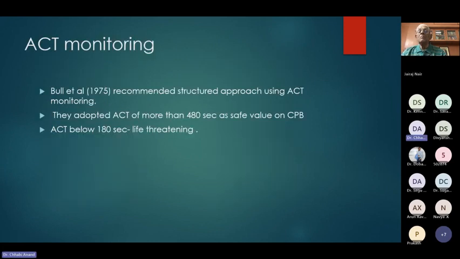ACT monitoring. Bull et al. in 1975 recommended a structured approach using ACT monitoring. They adopted an ACT of more than 480 seconds as a safe value on CPB. ACT below 180 seconds is considered life-threatening.